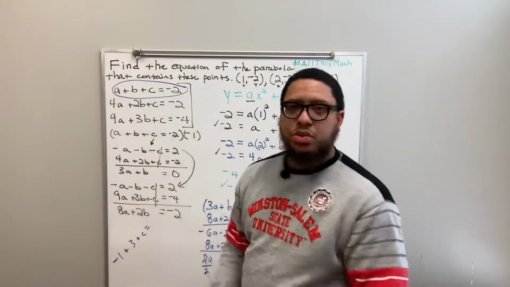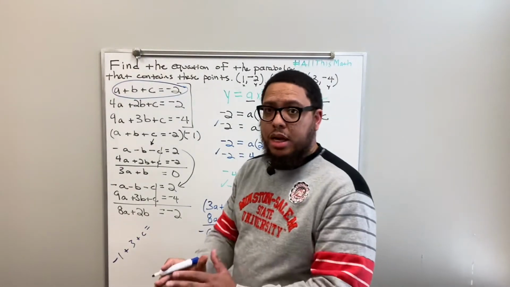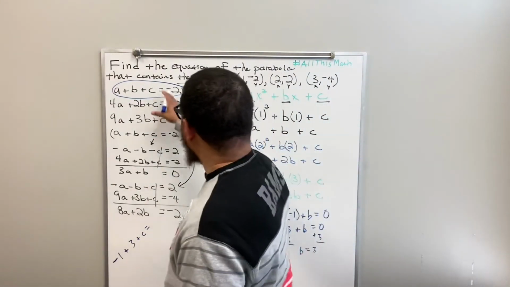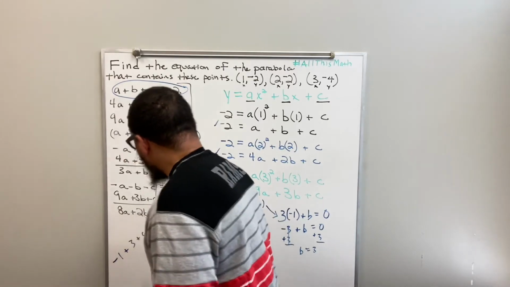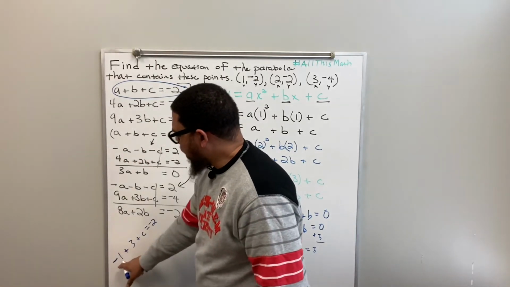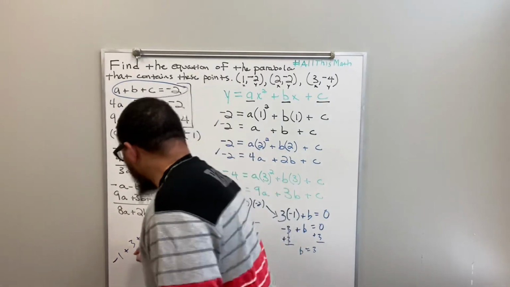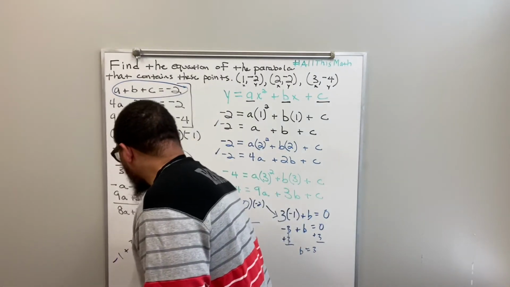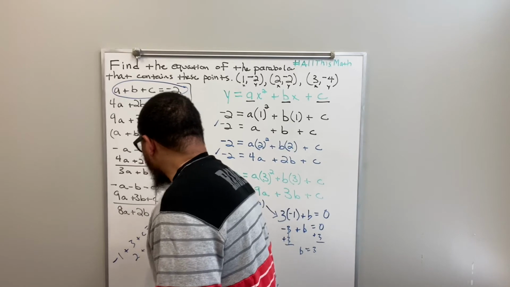I still have to use c because I don't know what number it is. Not yet. I'm about to find out. That's equal to negative 2. Now, I simplify by combining like terms. What's negative 1 plus 3? Negative 1 plus 3 is positive 2. So I've got 2 plus c equals negative 2.